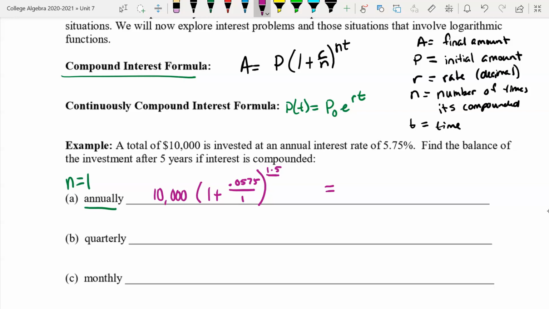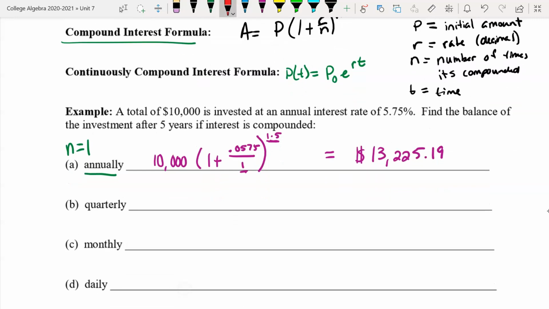So again, I would simplify this and make it 5. When you type this into your calculator, I would do the parentheses first. So I would do 1 plus 0.0575 divided by 1, press enter. I would raise it to the exponent, and I'd multiply it by 10,000. And you should get 13,225. And again, I would practice this on my calculator to make sure I got the right answer.